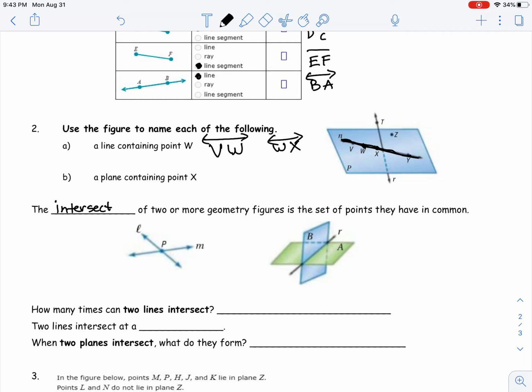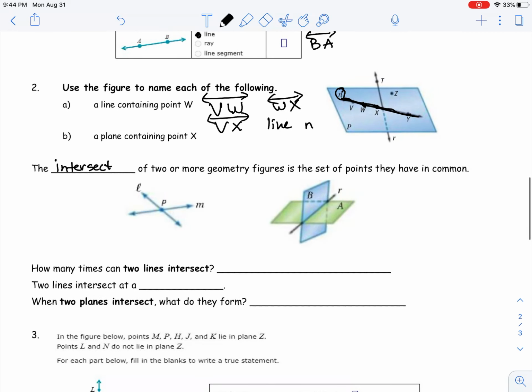We could also do, we don't even have to put W in there if we don't want to. We could do something like VX. V and X are on the same line, and that line contains point W, so that would work. And then lastly, and there are more ways than this, I could also do line lowercase n. That's this guy right there. That's not really a point, it's a lowercase letter, and we know points have to be capital.